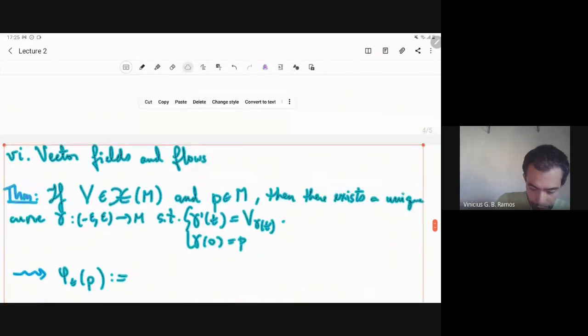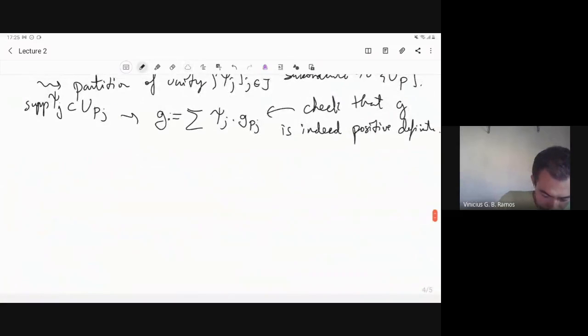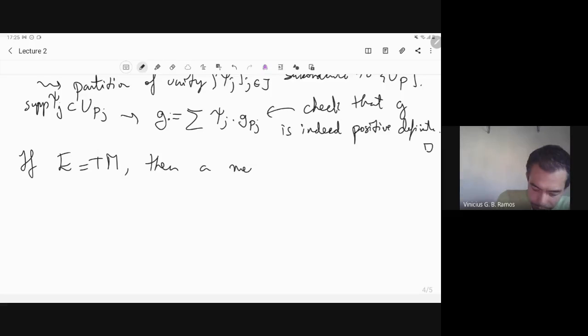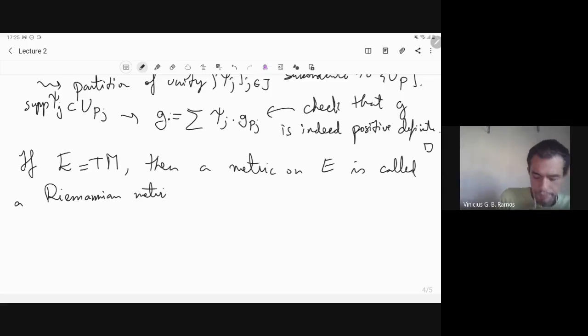I just want to say that, let me say this is the end of the proof. So if E is the tangent bundle, then a metric on E is called a Riemannian metric.